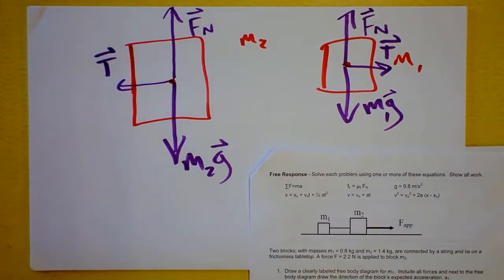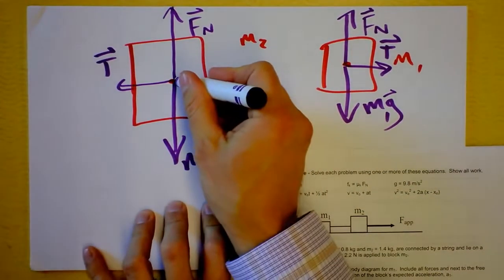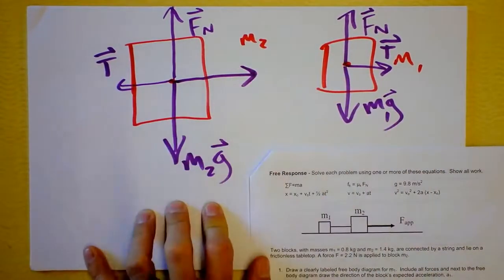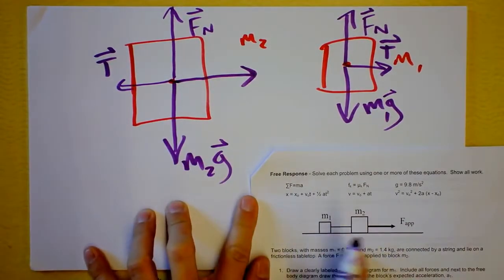Good. Do we have all the forces labeled for M2? No. Force applied. There's this big elephant in the room, the applied force, and it's probably bigger than the tension because my impression is that this system will be accelerating to the right.